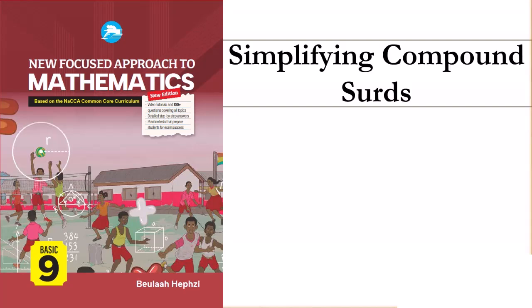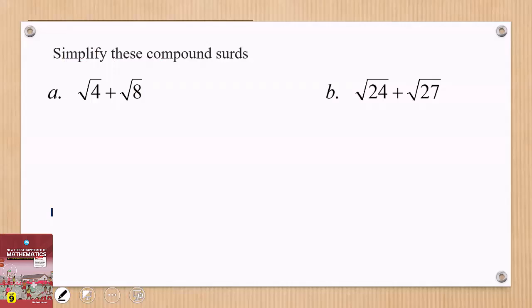And in this lesson, we want to learn how we can simplify compound surds. In our previous lesson, we learned how to simplify a simple surd. Now we have compound surds. A compound surd simply means when we add or subtract two or more surds. An example can be root of 4 plus root of 8. We are adding two surds, so that becomes compound.